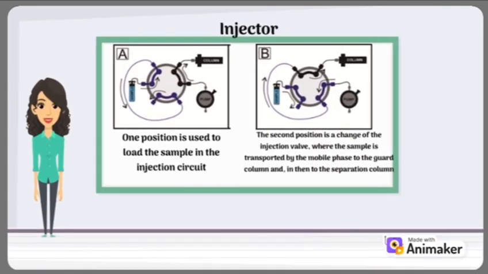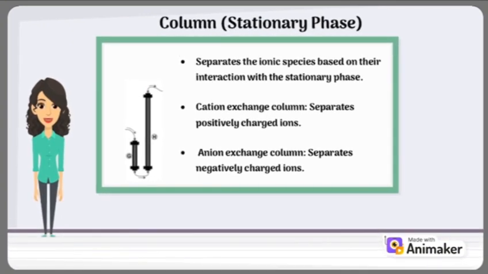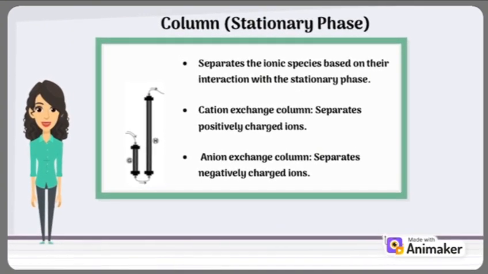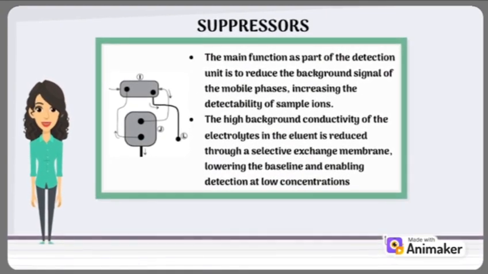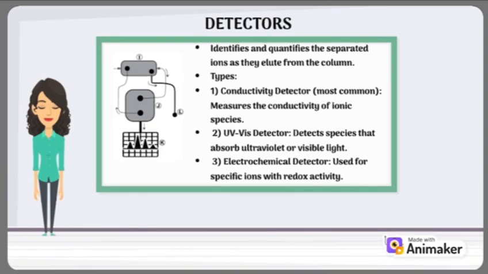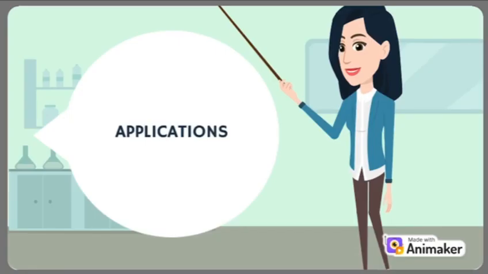This diagram shows the two-position change format in injector. Analytical column will separate the ionic species based on their interaction with the stationary phase. Suppressor functions to reduce the background signal of the mobile phase. Detector measures the ions separated by the column.